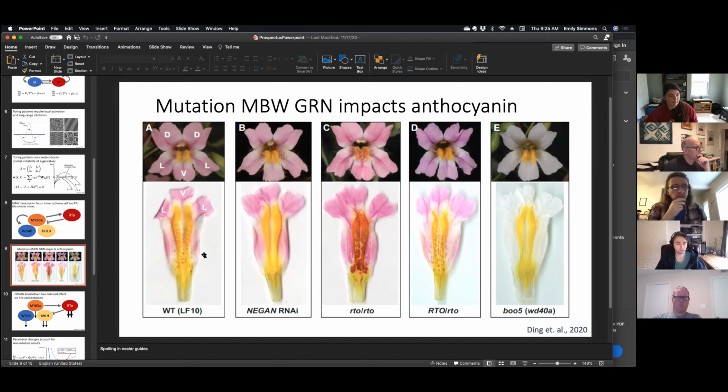So going over the wild type versus RTO mutants again, we get this mild speckling in the wild type. If you knock out one of them, you get some darker speckles. If you knock out both of them, you get this dark red nectar guide. Questions about that before I close the figure?